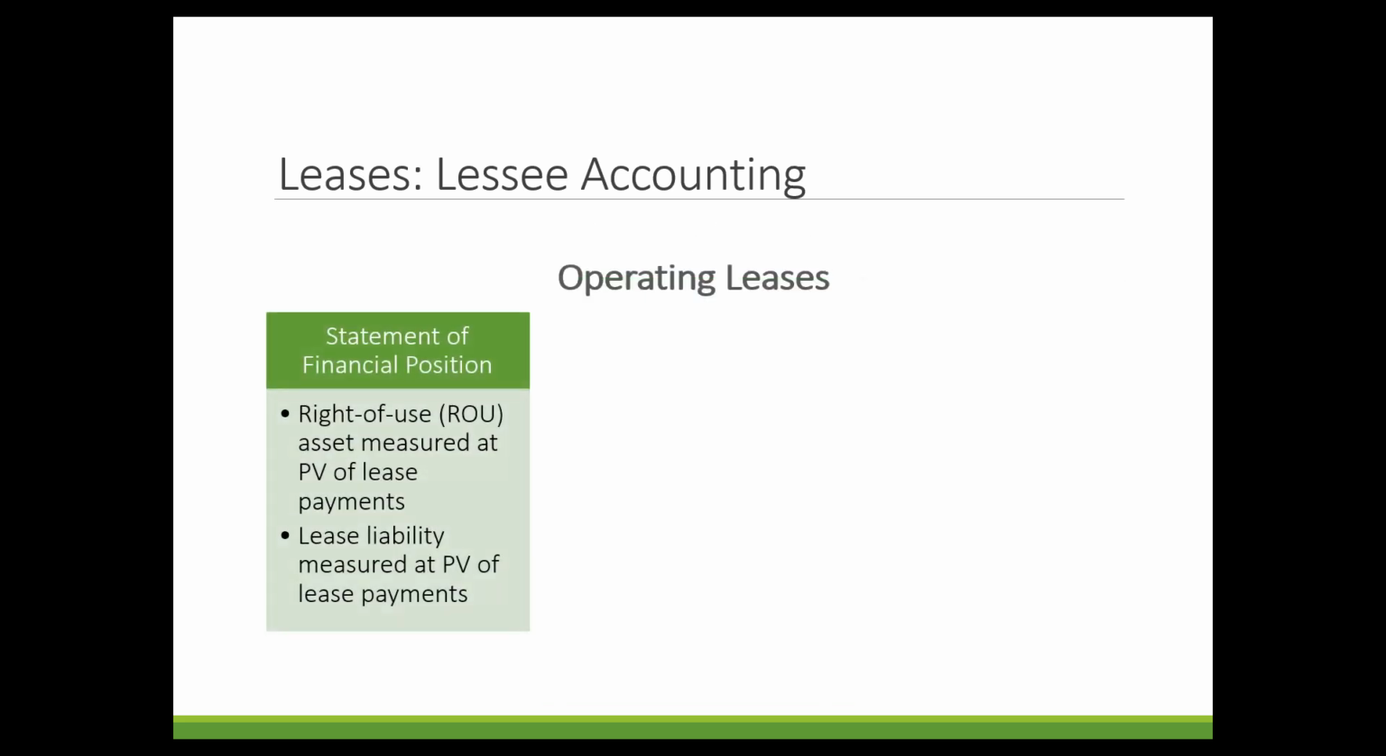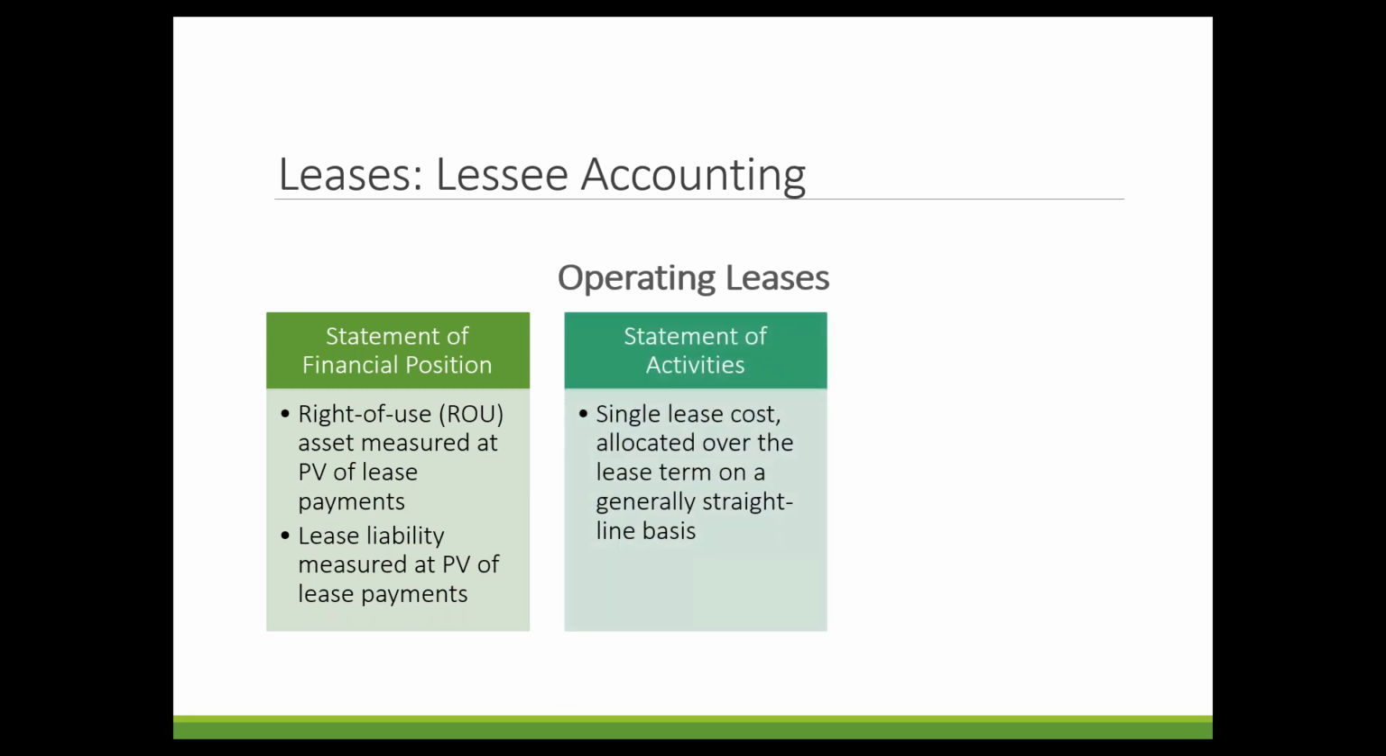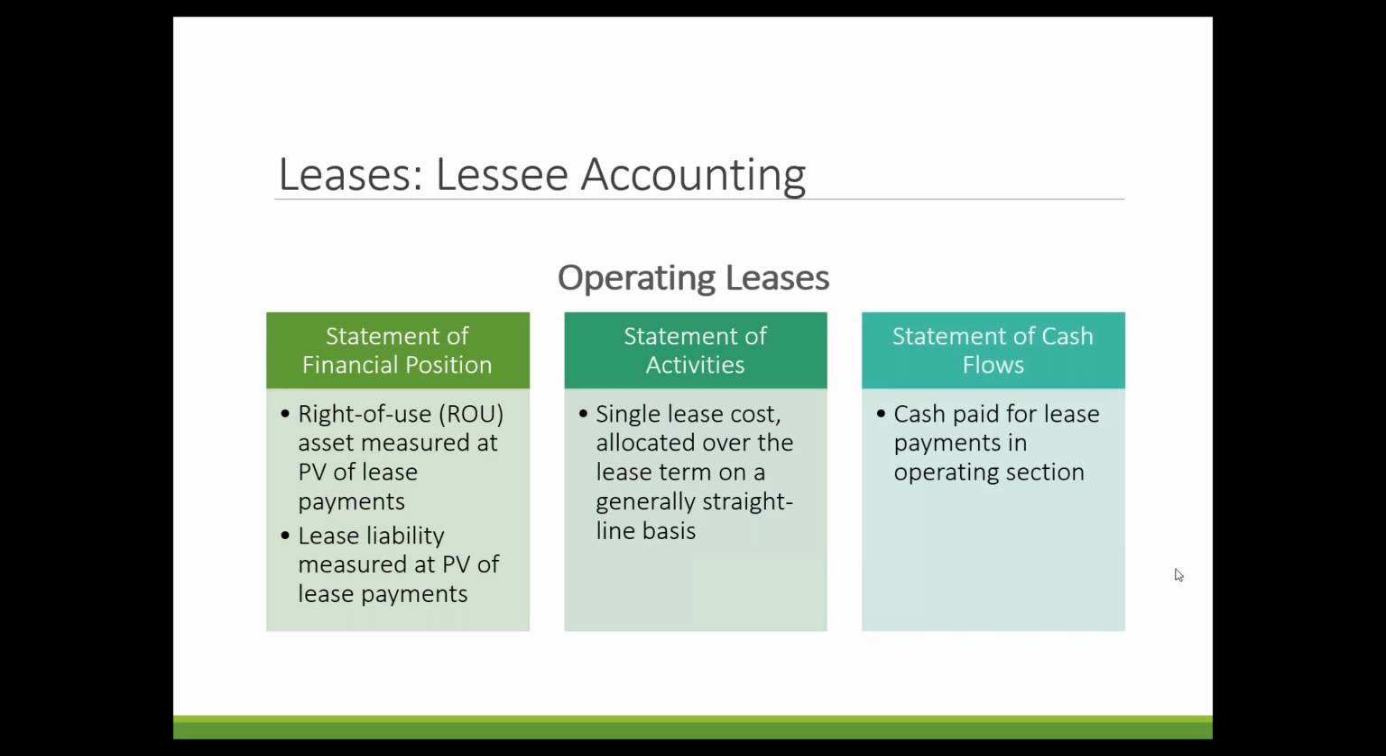For operating leases, you will recognize a right of use asset and a lease liability, initially recognized at the present value of the lease payments. You'll recognize a single lease cost calculated so that the cost of the lease is allocated over the term of the lease on a generally straight line basis. And you'll classify all cash payments within the operating activities of the statement of cash flows.